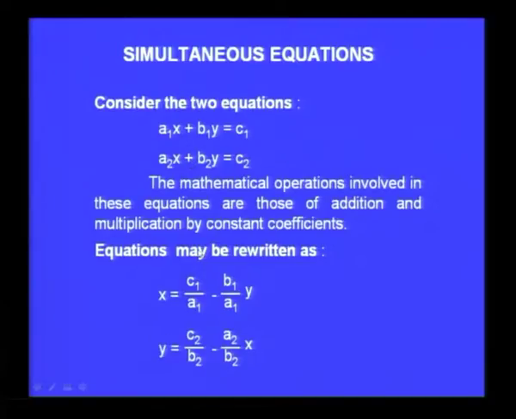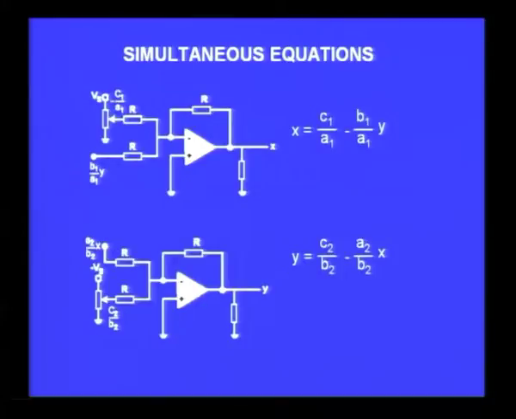Once you have this, then you understand that this involves multiplication by a constant and either summing or difference. x is some quantity, some value c1 by a1 minus another value b1 by a1 multiplied by another variable y. So, this is completely amenable to all the techniques that we already discussed, basically the summing amplifier and multiplication by a constant. So, I can use those circuits and obtain these two equations independently. That is precisely what I have done here. In the next picture you can see this is the op amp.